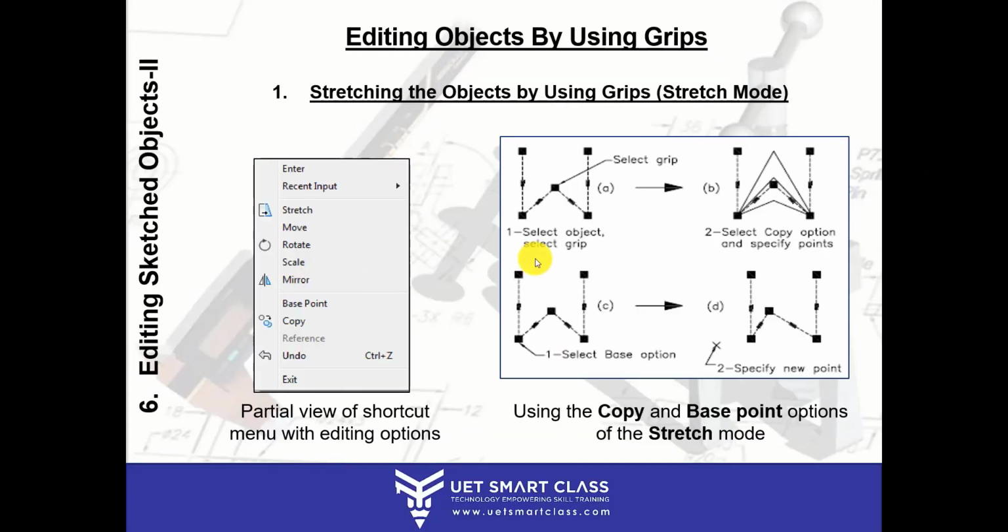So stretching is easy. So 3 things can be done just by directly selecting a grip, you can stretch, or by pressing your shift key, you can select more than one grip, and then through a single grip, you can stretch the object. You can create copies and you can change the base point as well.